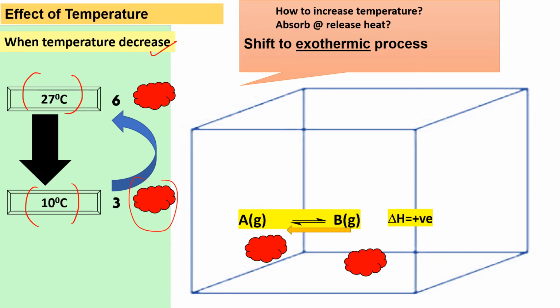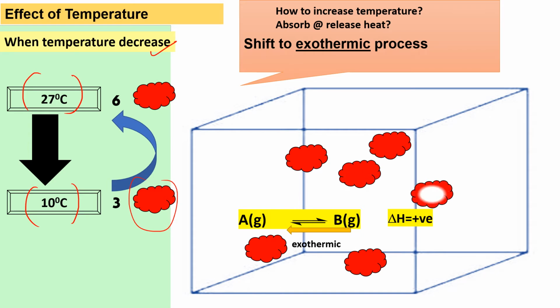So from this equation, you will find the exothermic process is on the left side, so you shift to the left. So now what happens from B to A? When B produces A, you produce more heat. So at the end, you will find that the temperature will increase. So this is an explanation using the heat analogy.